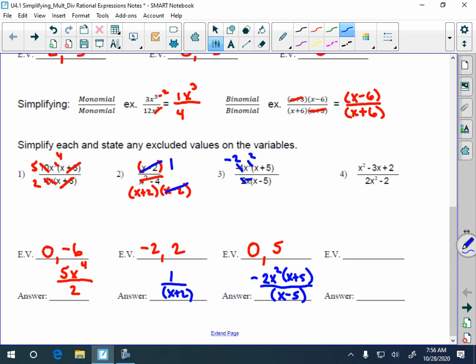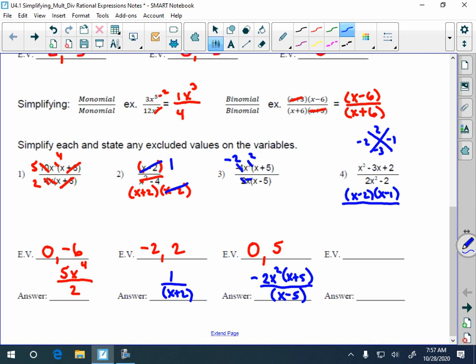Okay. Number 4. Well, let's see. We can factor the top still, and we can factor the bottom. So we want to go ahead and factor. The top, let's see, we can use the x for factoring that one. So 2's on top, negative 3's on the bottom. So that's negative 2 and negative 1. So on top it's going to be x minus 2, x minus 1.